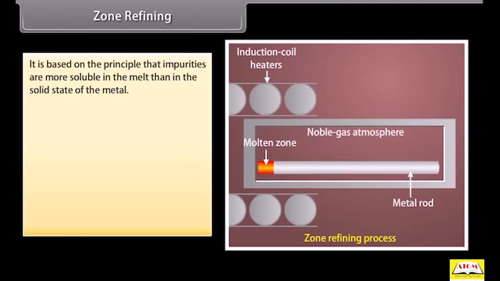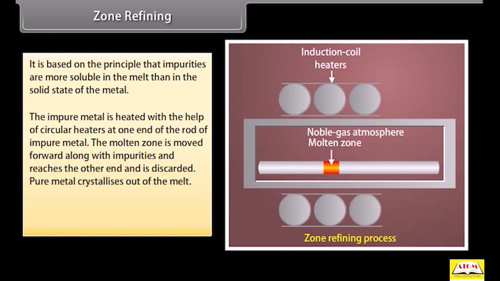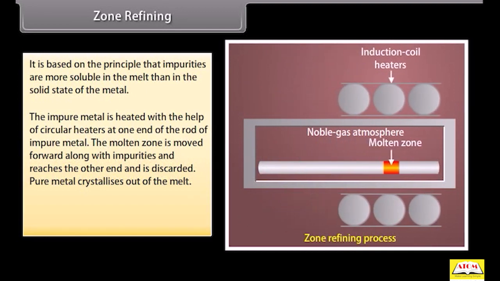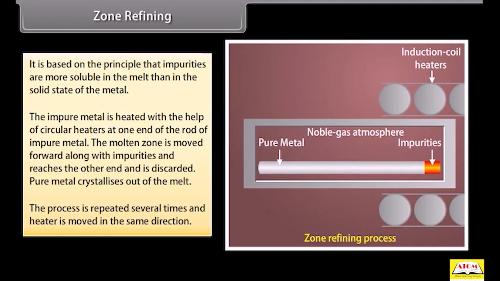Zone refining. It is based on the principle that impurities are more soluble in the melt than in the solid state of the metal. The impure metal is heated with the help of circular heaters at one end of the rod of impure metal. The molten zone is moved forward along with impurities and reaches the other end and is discarded. Pure metal crystallizes out of the melt. The process is repeated several times and the heater is moved in the same direction. For example, it is used for purifying semiconductors.